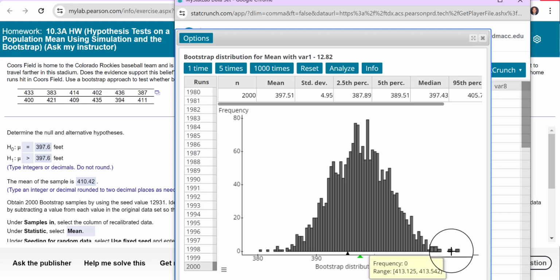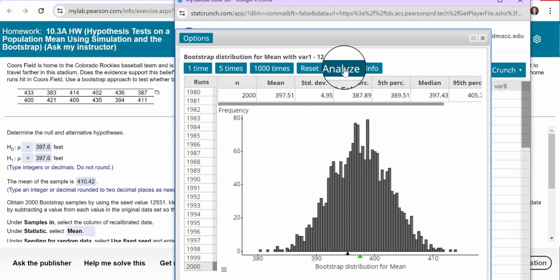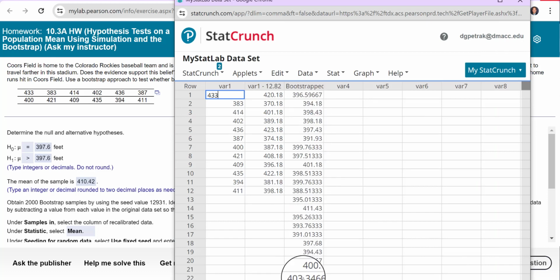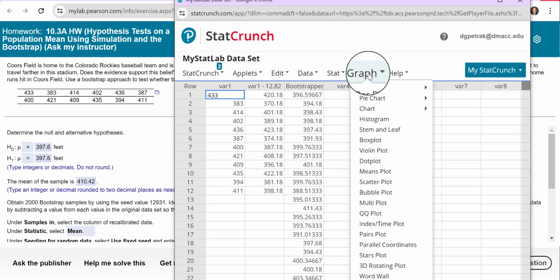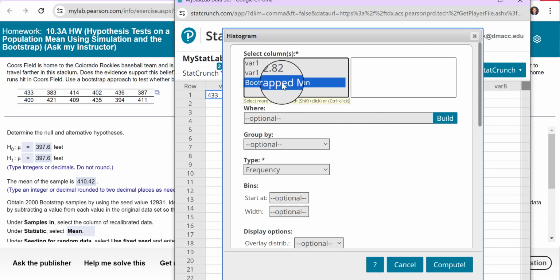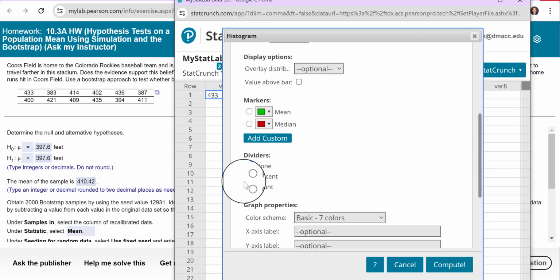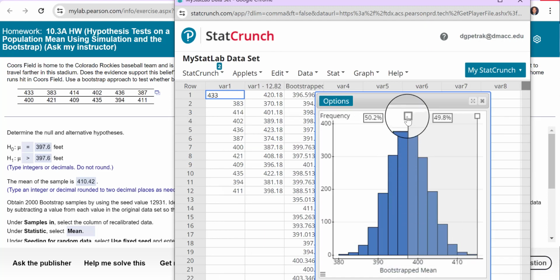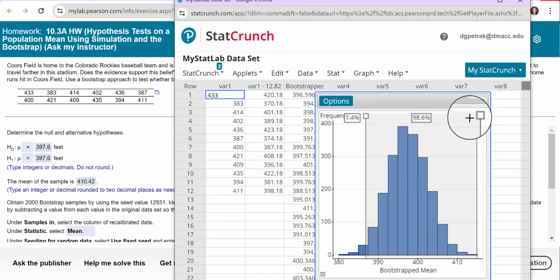A good way to do this is to use the histogram method, which is awesome because then you can see it. Hit the Analyze button. And now we put all 2,000 of those sample means in StatCrunch. What we'd like to do is make a histogram of those. So go Graph, Histogram, Bootstrapped, and we want to also click percent because it'll make percent dividers, and hit Compute. Now we can drag these dividers wherever we want, okay?